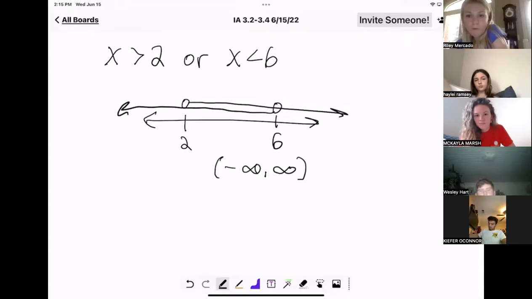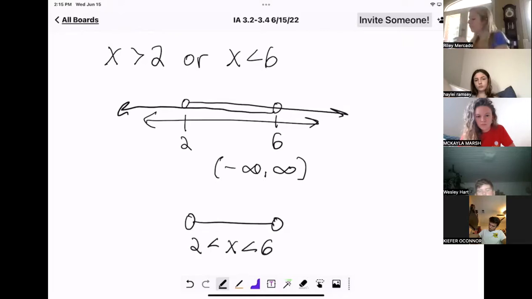Versus the ones we did before where they actually go together. Remember, the ones like that look like this: x is less than 2, which is less than 6. That's the one you're thinking about. This is a special case.